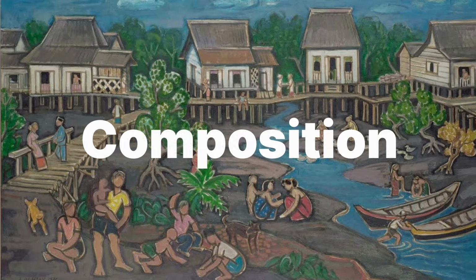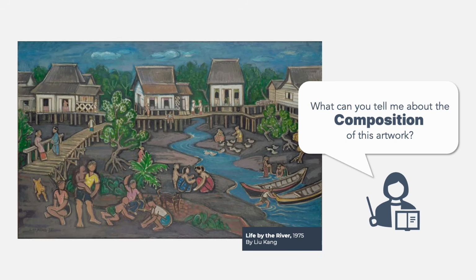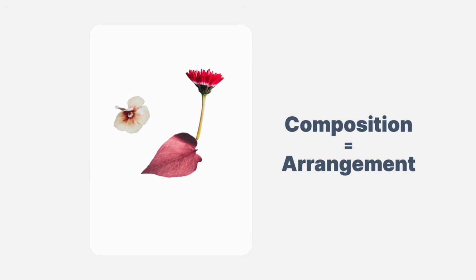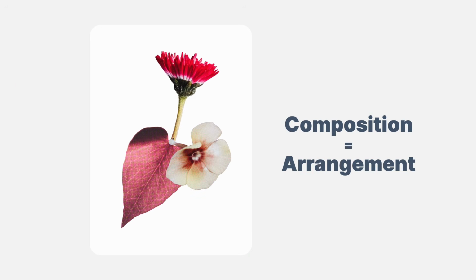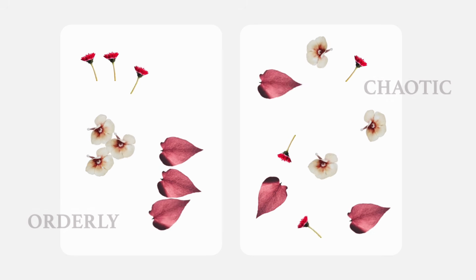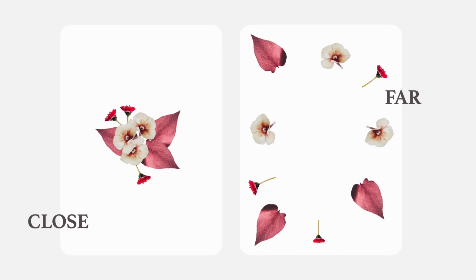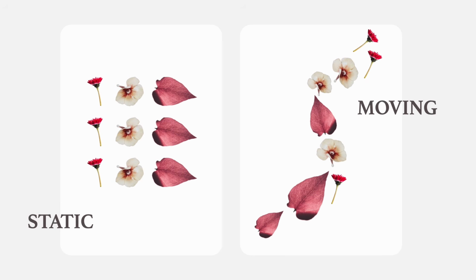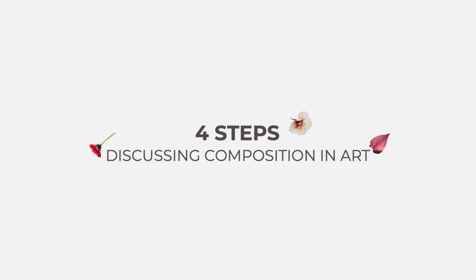Sometimes, your teachers and professors will tell you to analyze the composition of an artwork. Where do we start? Composition is about the arrangement of elements in an artwork. Are they arranged in an orderly way, or a chaotic way? Are they close together, or far apart? Are they static, or do they direct your eye in a certain way? This is what you're supposed to discuss when analyzing an artwork's composition.